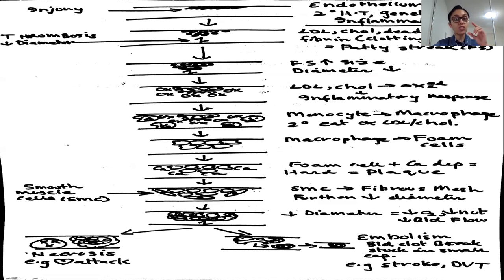Basically, these depositions decrease the diameter of the artery. That is called thrombosis: a decrease in the diameter of the artery or your blood vessels because of deposition. Then what happens? These fatty streaks keep on increasing in size, and the diameter keeps on decreasing. And then you have all this LDL and total cholesterol which is stuck over there.